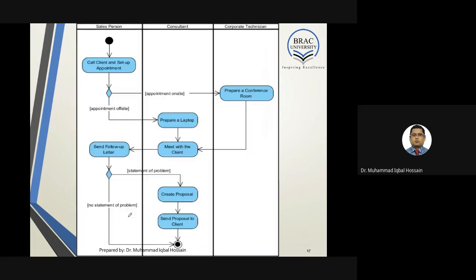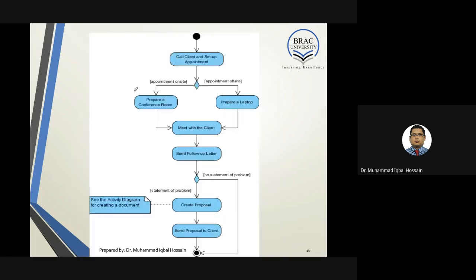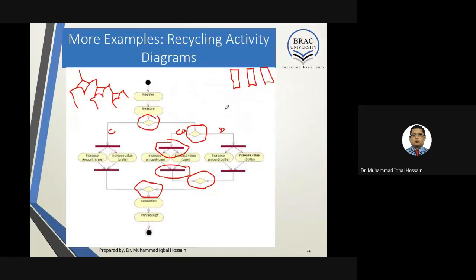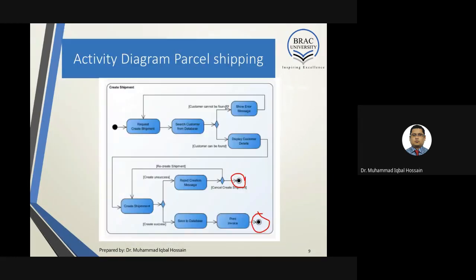And there are some ifs. You can put a condition inside the box, or you can put it on the two sides of the diamond, like appointment offsite, appointment onsite. If it is onsite, go this way. If the appointment is offsite, it will come this way. So there is a condition. You can write it either way. In the flow graph we also do it like this; we put the condition inside. So this is the end of the activity diagram.